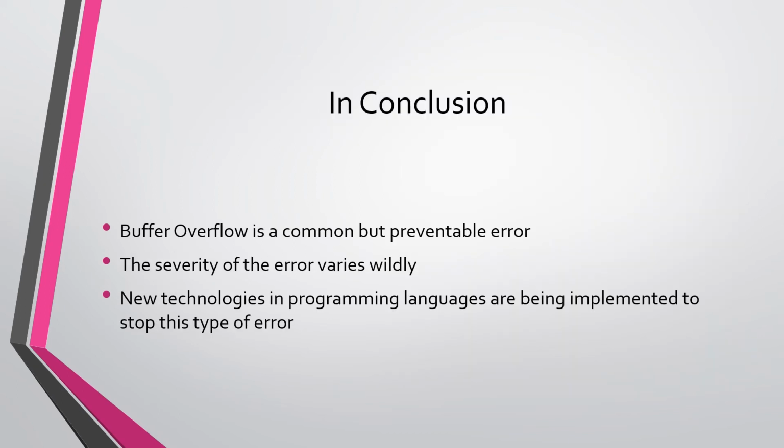So in conclusion, the buffer overflow exploit is an extremely common yet preventable error. Many programming languages have taken steps in order to combat this type of error from occurring, and the severity of the consequences that lead from a buffer overflow vary wildly. It could be something simple or something massive such as the Nintendo example we spoke of.